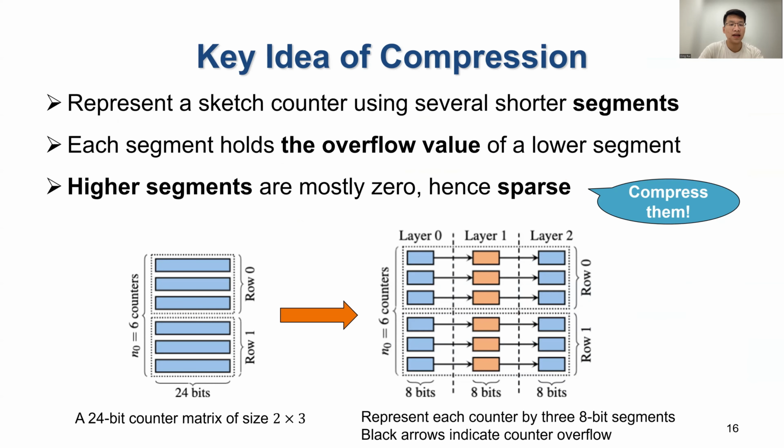Let us focus on the key idea of compression. Specifically, BitSense represents a sketch counter using several shorter segments. The picture shows an example of representing each 24-bit counter with 3 8-bit segments. We organize these segments in different layers according to their position. Now, each segment holds the overflow value of a lower segment. Note that due to the skewed counter distribution, higher segments are mostly zero, the bars.